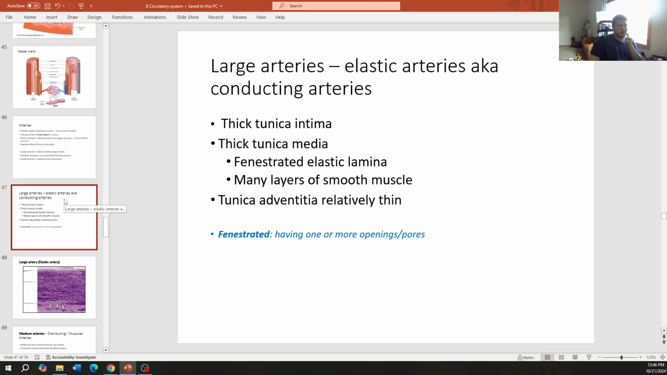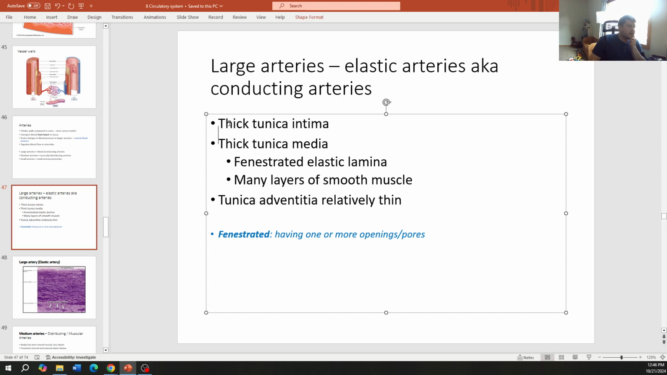So our large arteries, these are our elastic or conducting arteries. They have that thick tunica intima, thick tunica media. They have what's called a fenestrated elastic lamina. Fenestrated means having one or more openings or pores. It has little holes in it. And they have many layers of smooth muscle.